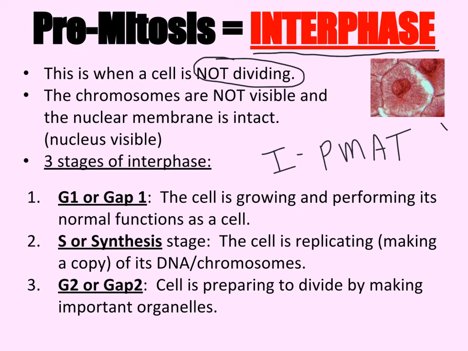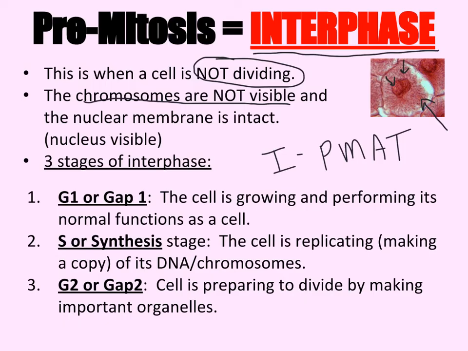And it will look like a cell like this. Now, this pink oval-like structure in the middle, that's called the nucleus. You can see there's a little dark line around that nucleus. That's the nuclear membrane. It is still intact. Also, chromosomes are not visible under a microscope during interphase.